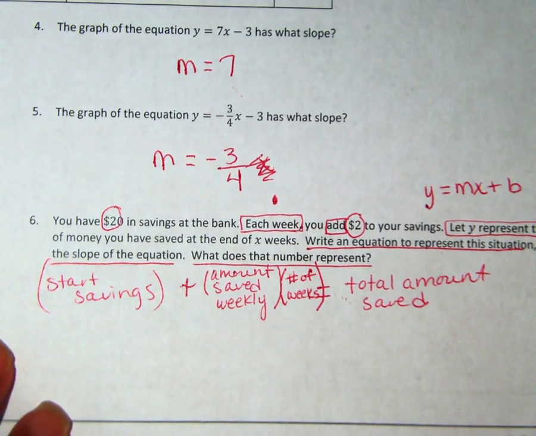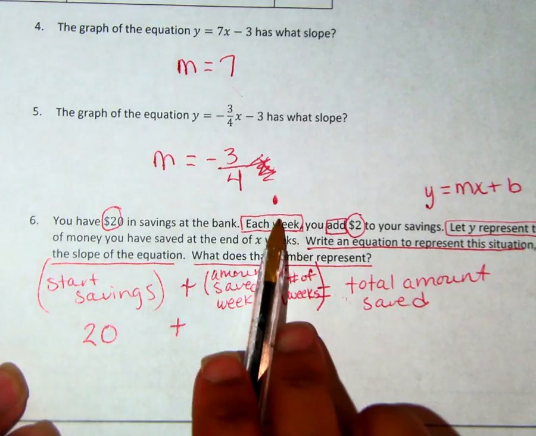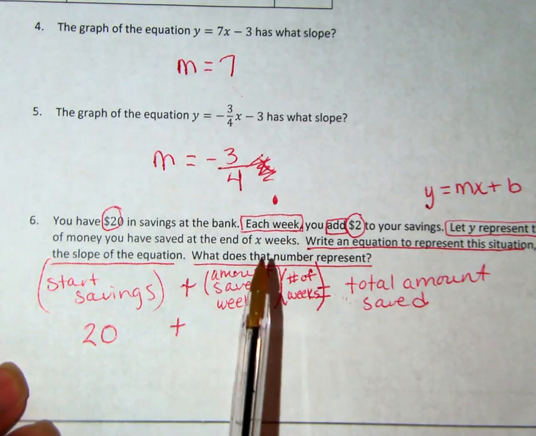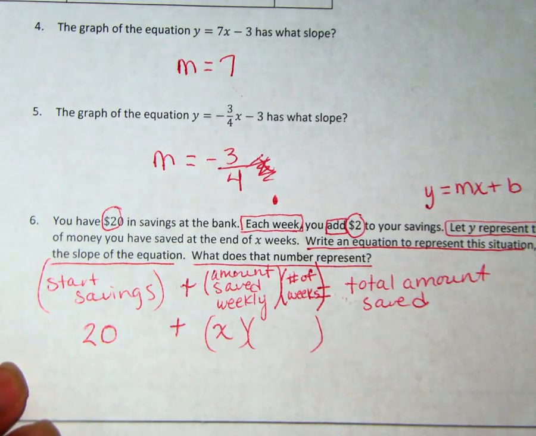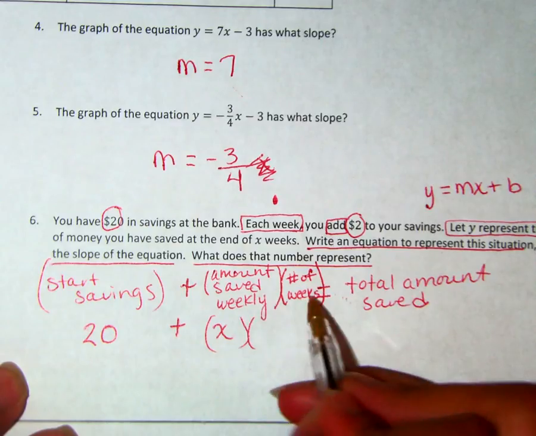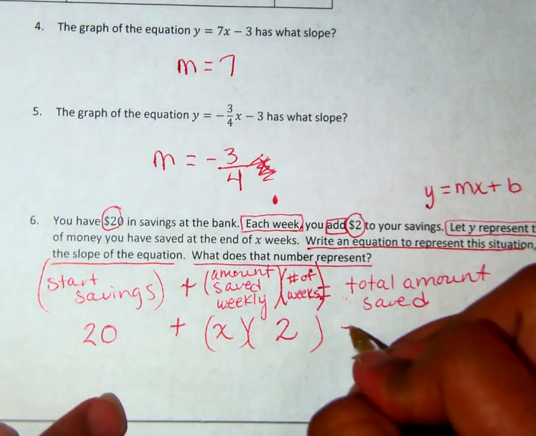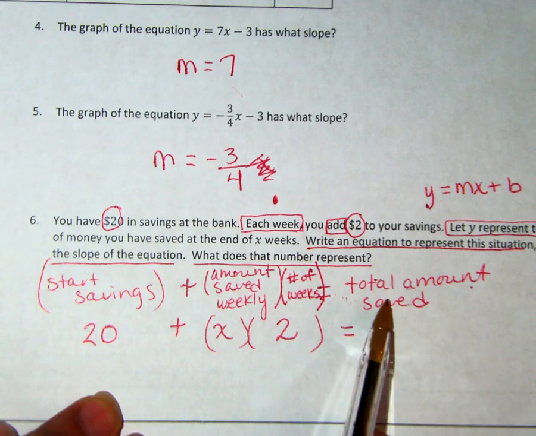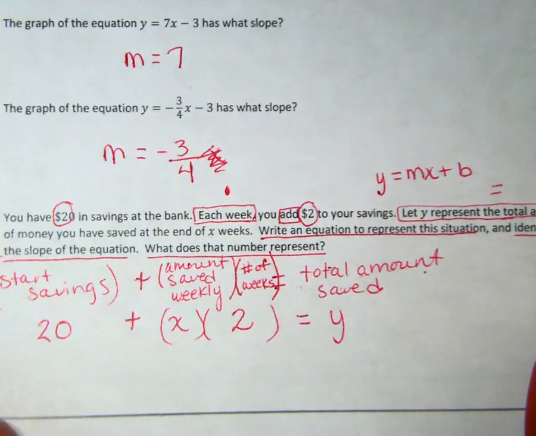Let's pull out those important numbers and put them under the parentheses that group them. Sorry, my savings is $20. Adding that to each week. Not sure how many weeks, I'm going to use my variable of X. All right, and that's being multiplied by my amount saved weekly, and I switched how I wrote them down. My apologies. The amount I saved weekly is $2. That's going to be equal to my total amount saved. I go to the problem. The total amount saved is represented by Y.